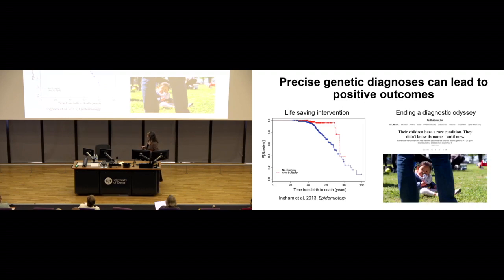So from life-saving intervention, this is a Kaplan-Meier curve of people who had risk-reducing surgery versus those who did not, if they carried BRCA1 and 2 variants, pathogenic variants, right? It's a spectrum, and even ending a diagnostic odyssey is a huge relief for many people whose children especially carry or have rare diseases, right?